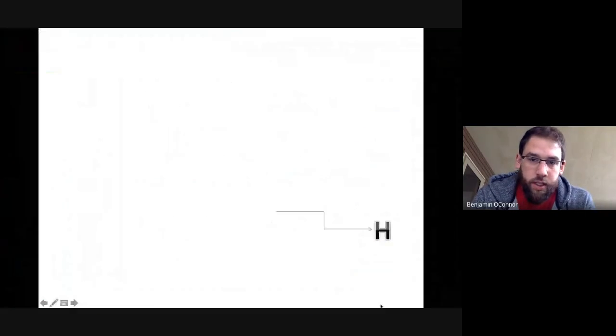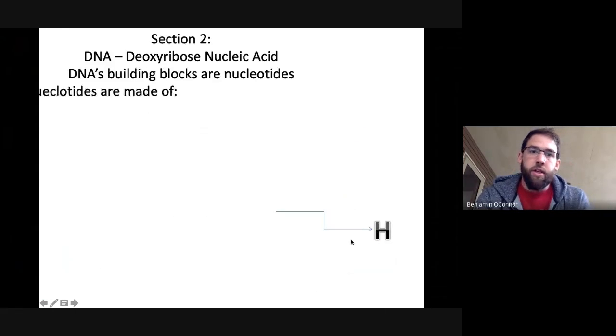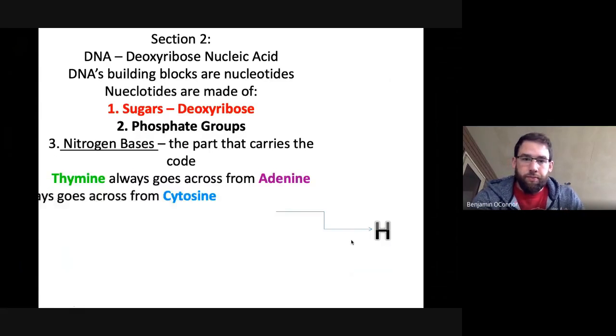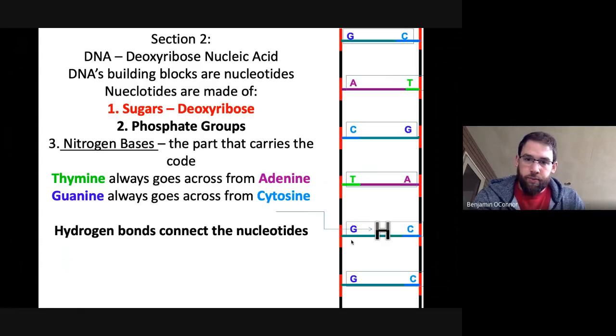DNA is an acronym for deoxyribonucleic acid. Very long name, hence why we just call it DNA. We learned that the monomer of DNA, or nucleic acids, is the nucleotide, and nucleotides are made up of three different things. First, they have a sugar, in the form of deoxyribose. The -ose ending means it's a sugar.